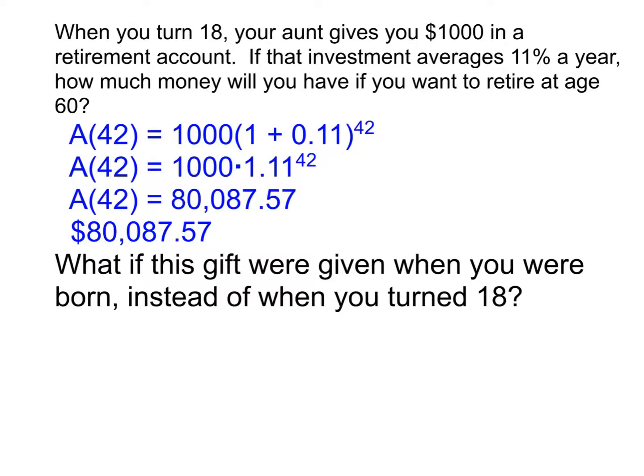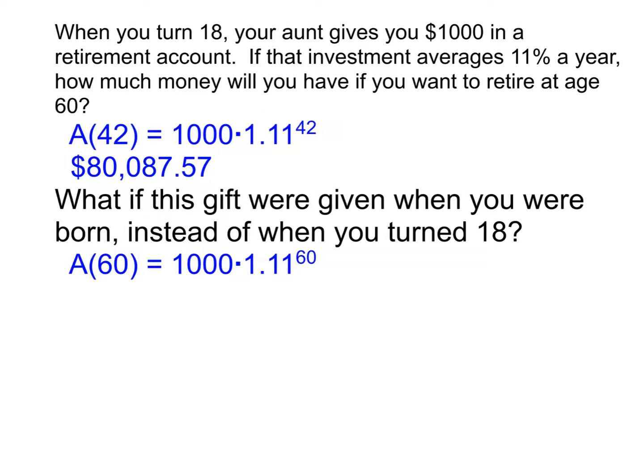All right, so in this problem now, the gift is given when we're born instead of when we turned 18. So everything else is the same. We still start with the same amount of money. We're still earning the same rate each year. And so when we go to write our equation, everything is the same except instead of being there 42 years, this one is going to be in there for 60 years. And then this is the calculation.